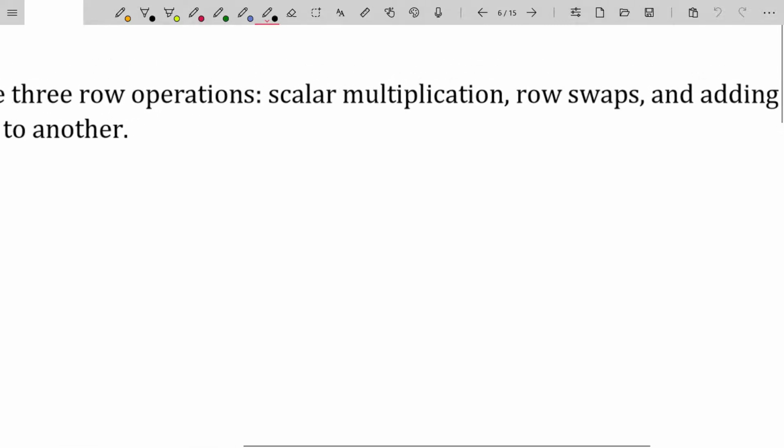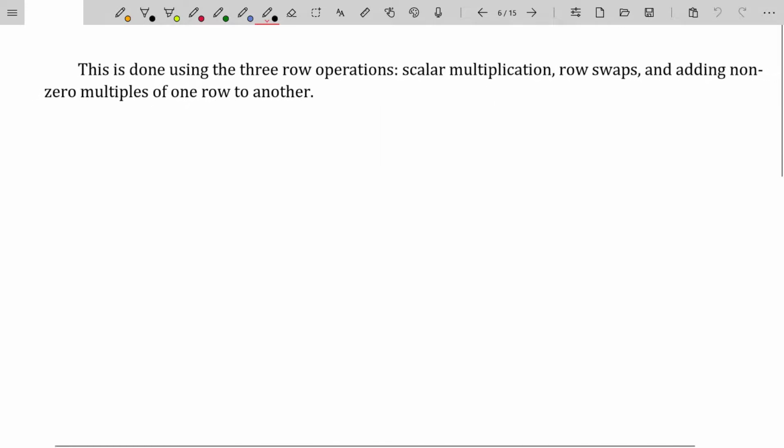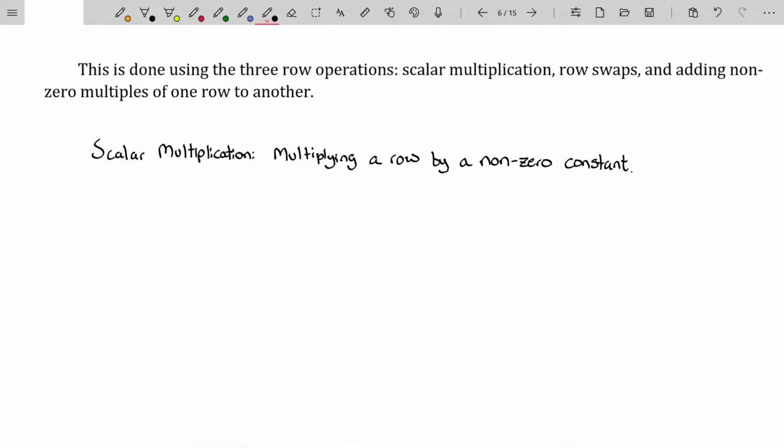Scalar multiplication, so let me write down what that is. That's just multiplying a row by a non-zero constant. Remember, the rows of an augmented matrix just represent equations. And if you multiply an equation by a non-zero constant, its solution doesn't change. So we are perfectly allowed to multiply an equation, and therefore a row in an augmented matrix, by a non-zero constant. So scalar multiplication, perfectly allowable.